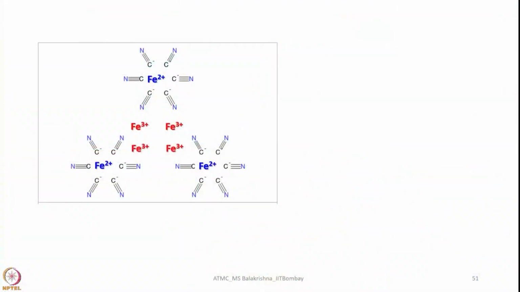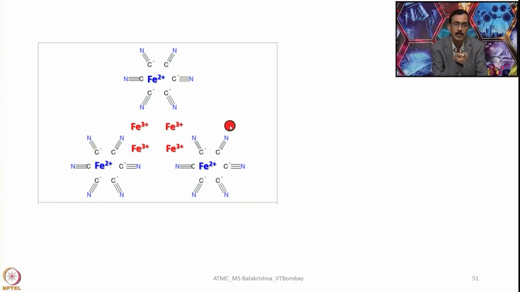So, this one is Prussian blue. Actually, when you see textbooks, they show simple K4[Fe(CN)6] or something like that. Actually, this has 3 Fe2+ ions and 4 Fe3+ ions, and Fe2+ ions are surrounded by 6 cyanides in this fashion, and then these are surrounded by N binding in this fashion. So, this has a complex structure.